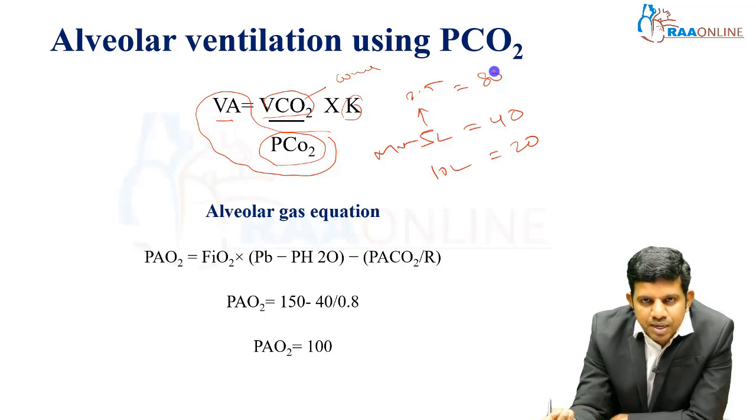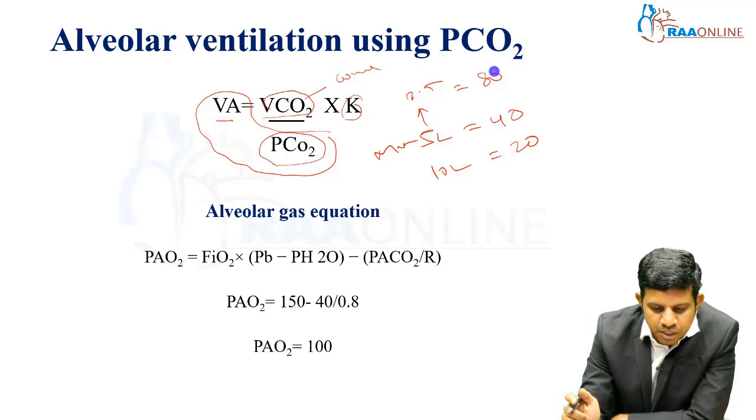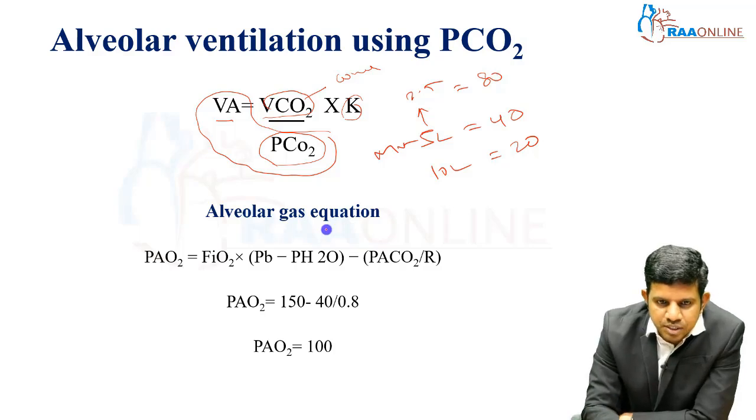So any hypoventilated patient presents with both hypoxia and hypercapnia. Why hypercapnia, we understand from this formula. Why does hypoxia occur with alveolar hypoventilation? For that you need to understand the alveolar gas equation.